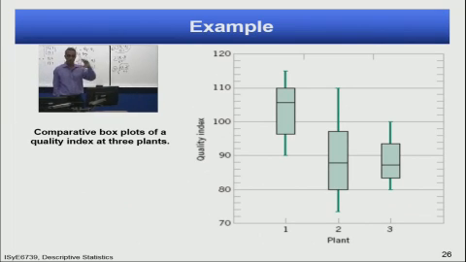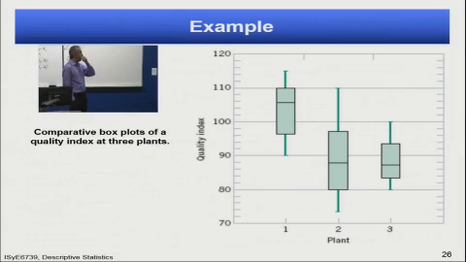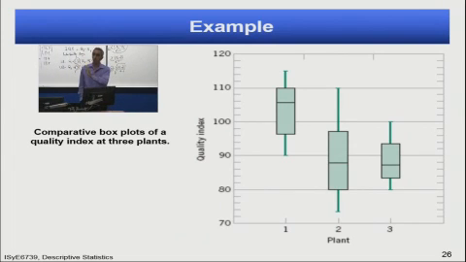Okay, so sometimes we use box plots to compare different situations. So let's say you're talking about that compressive strength. In this case, we are talking about 3 different plants, and we want to compare the quality of the product of these plants. So we take a sample from plant 1, a sample from plant 2, and a sample from plant 3. We plot the box plots, and these are the box plots. It's easy to compare. So let me ask you this question. If you want to pick one, which one would you pick?